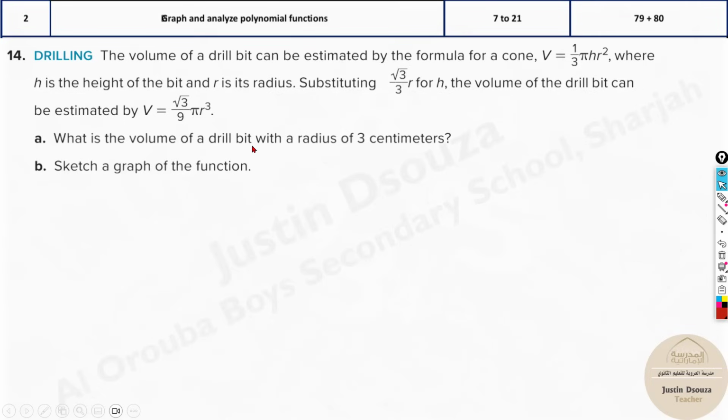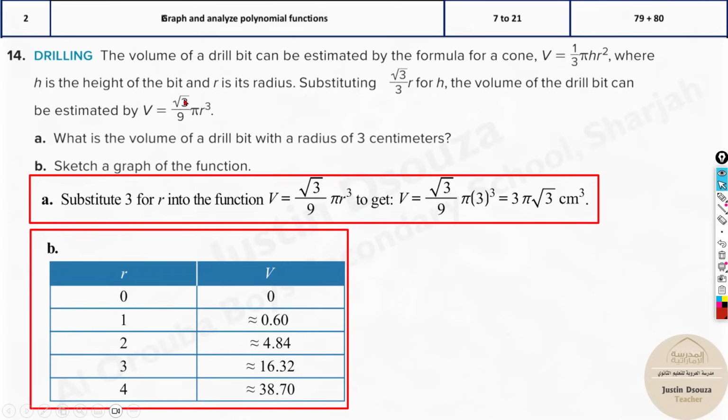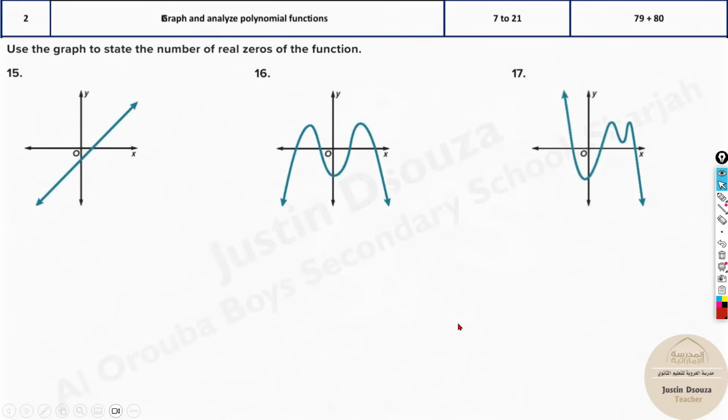What is the volume of the drill bit with the radius 3 centimeters? Just substitute the r as 3 and solve for the volume. Then you need to sketch the graph, just like what we did a while ago. Over here, put it in the calculator and graph it out. Take some values, say 0 to 5 or 0 to 7 or something, and then graph it out.